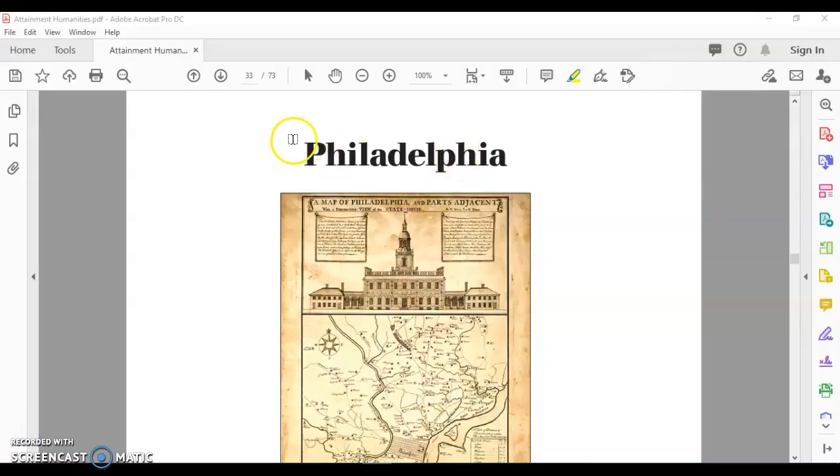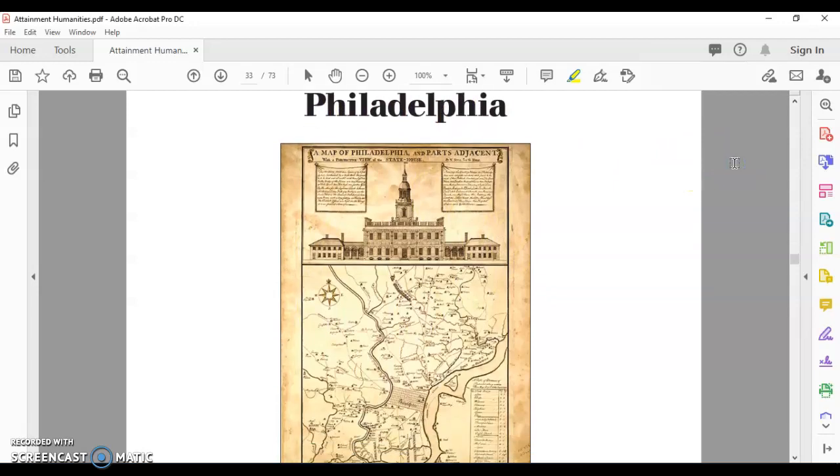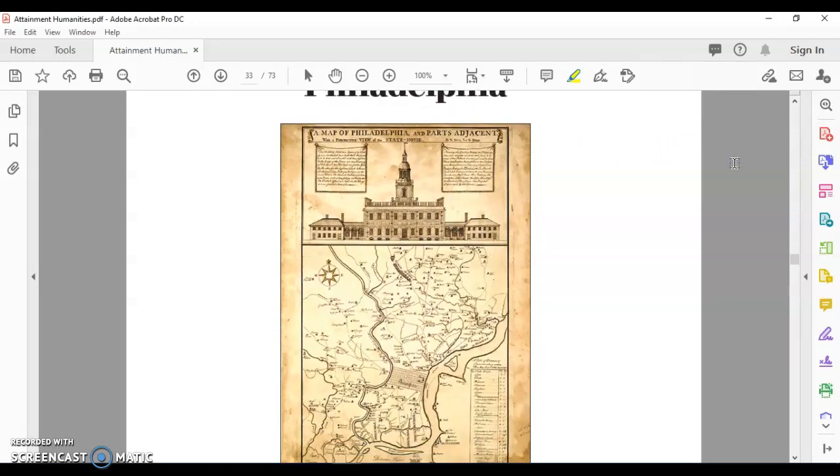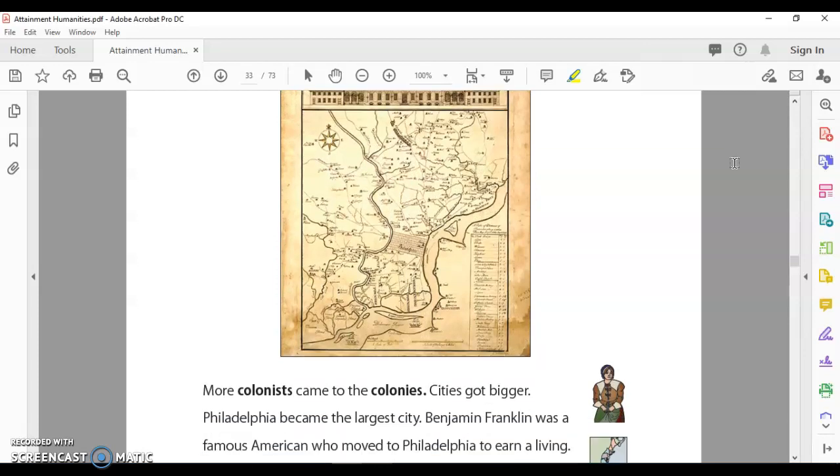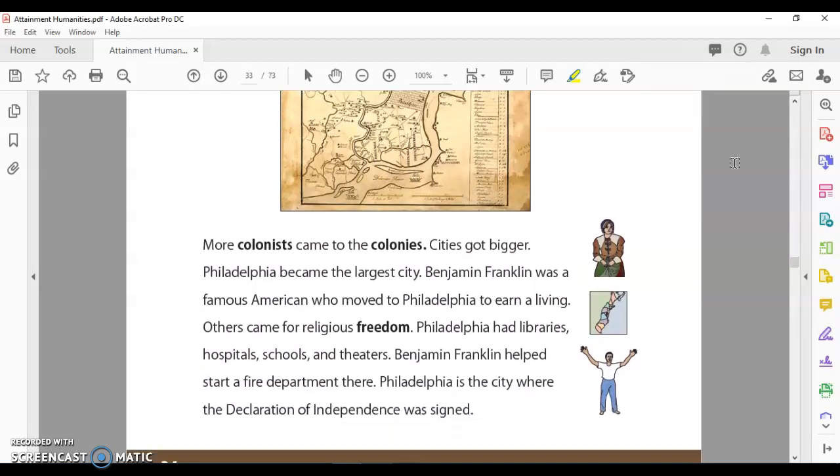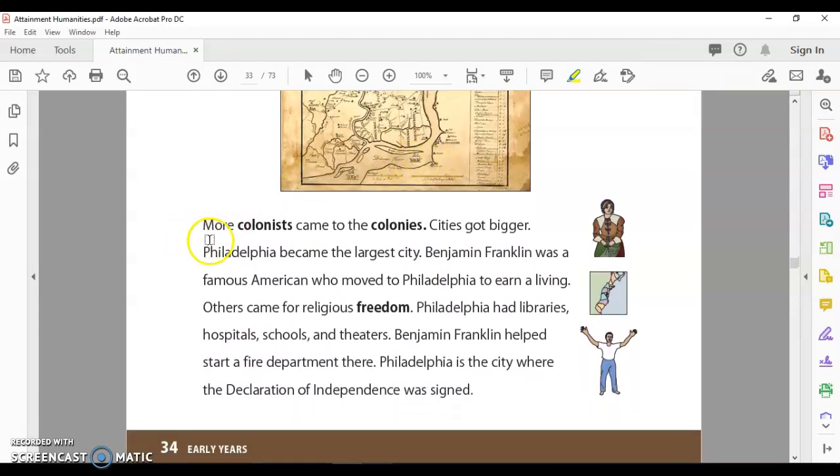So moving on to your assignment for today. Your assignment should look like this, and it's named Philadelphia. This is the third assignment from the second week. So let's start reading. More colonists came to the colonies. Cities got bigger. Philadelphia became the largest city.